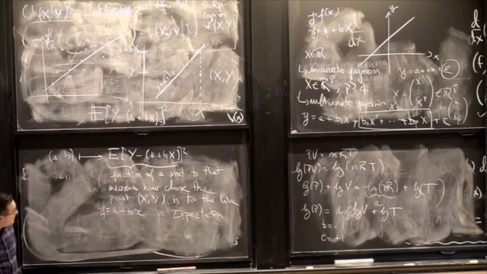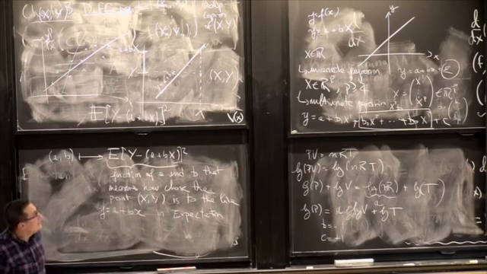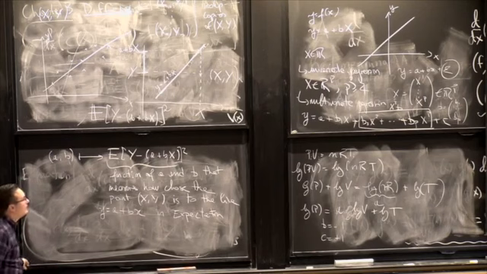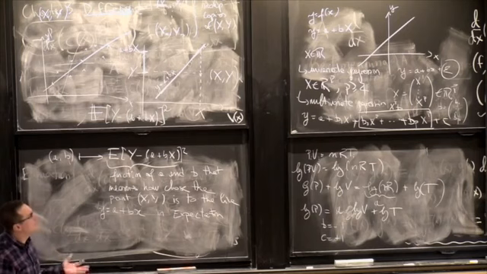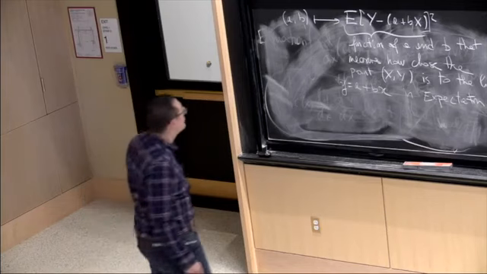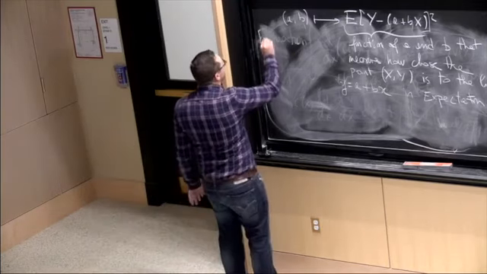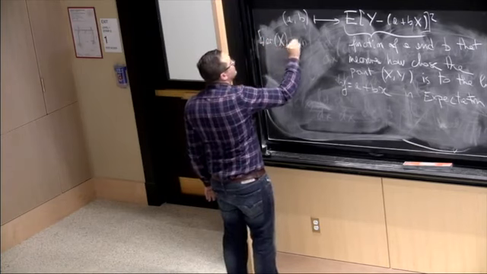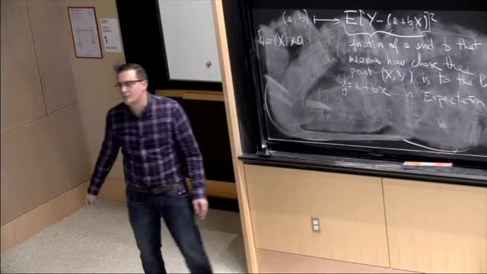So here, I don't make any assumption on the distribution of x or y. Here, I assume somehow that the variance of x is not equal to 0. Can somebody tell me why? Yeah.